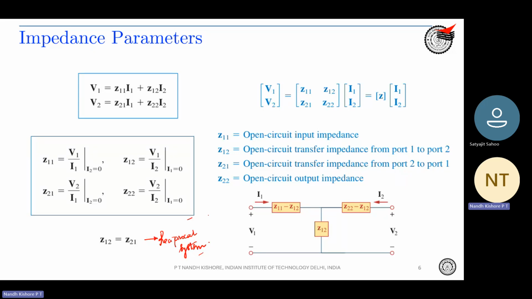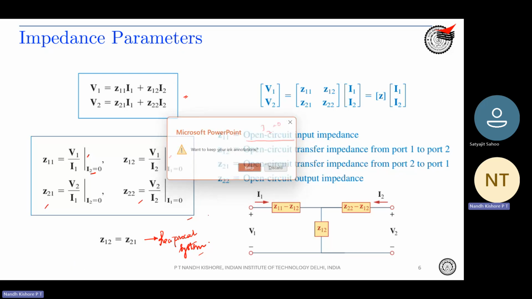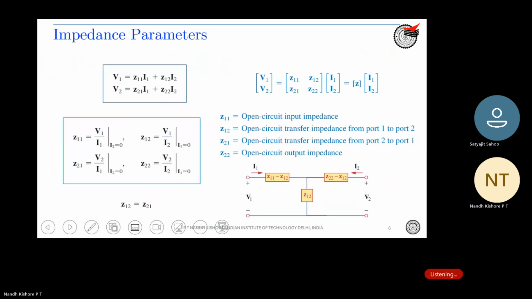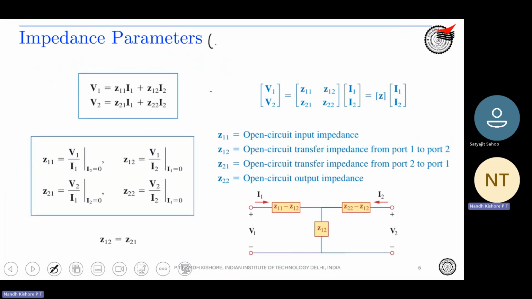From this equation itself, you make I2 equal to 0 and you get V1 by I1. You make I1 equal to 0 and you get V1 by I2. Since I2 is 0, Z11 is called the open circuit input impedance; open circuit obviously means I2 equal to 0. Likewise, you can define Z21 and Z22. So this is about your impedance parameters, or your Z parameters.